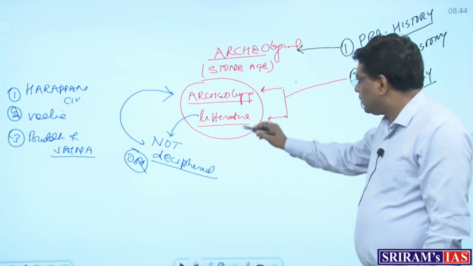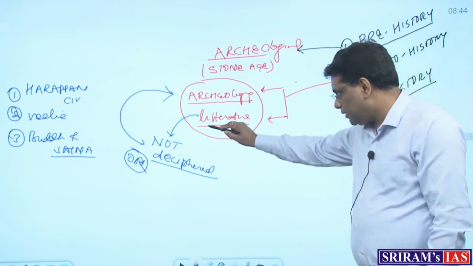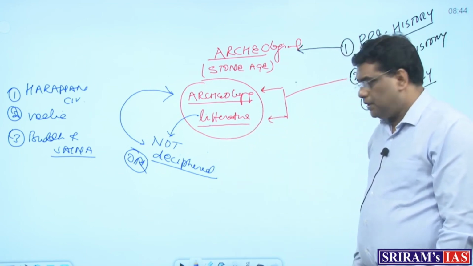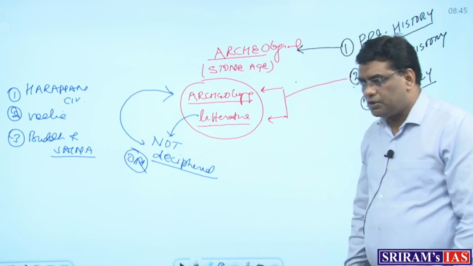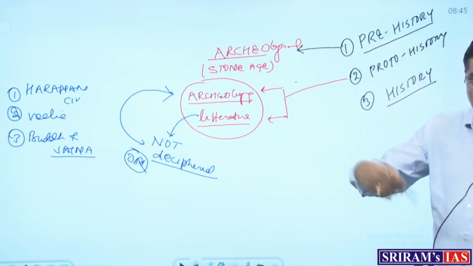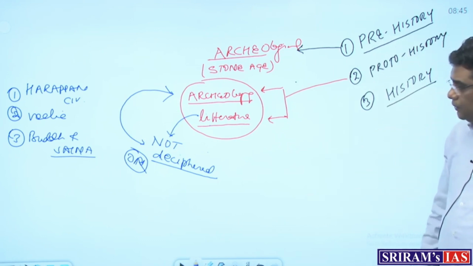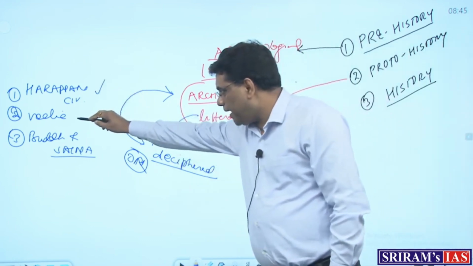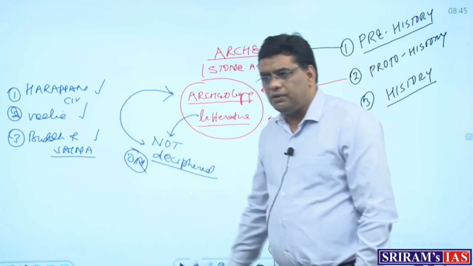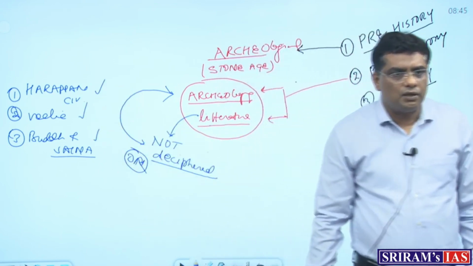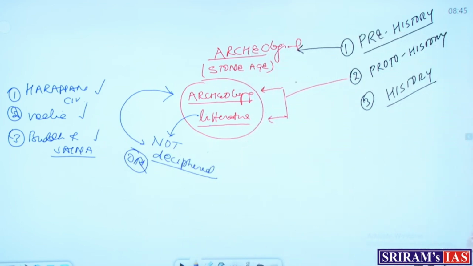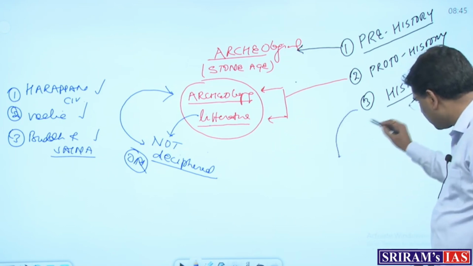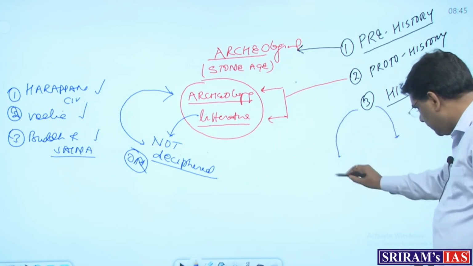Right? So in proto-history, either literature is not deciphered, or if deciphered, not in tune with the archaeology. So here, the Harappan civilization, Vedic, Buddha and Jaina, these we consider as proto-history. And in history, we have archaeology and we have literature.